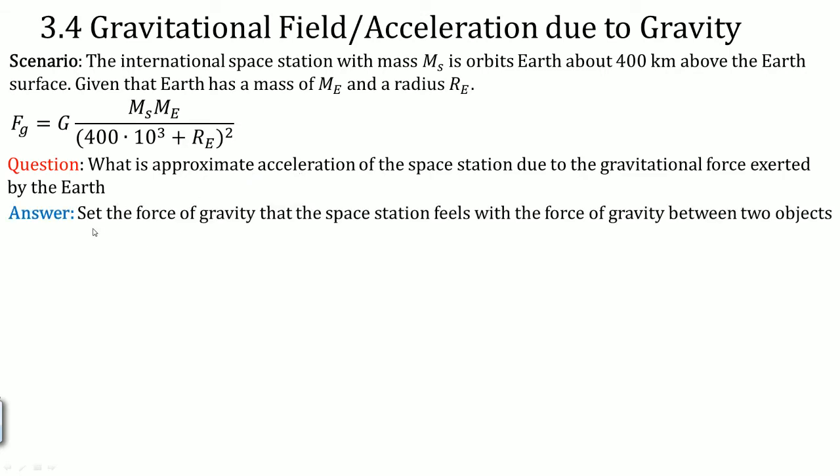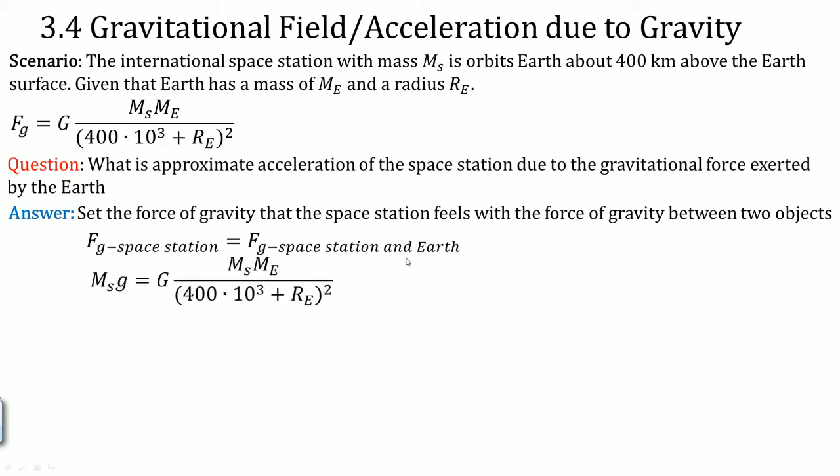So the answer, what you're going to do is set the force of gravity that the space station feels equal to the force of gravity between the two objects. So Fg of space station will be the force of gravity that the space station feels. That's going to be equal to the force of gravity between the two large planetary objects, the space station and the Earth. It's going to make more sense when you make the substitution.